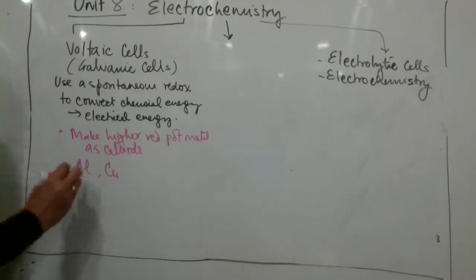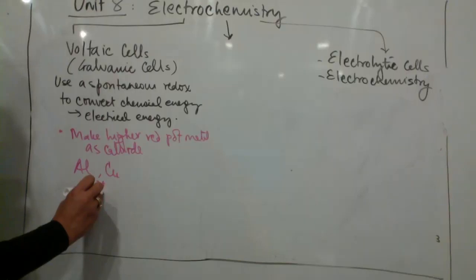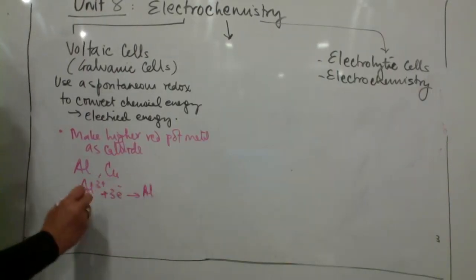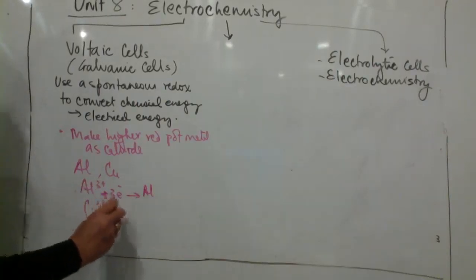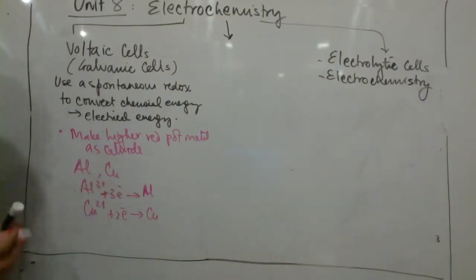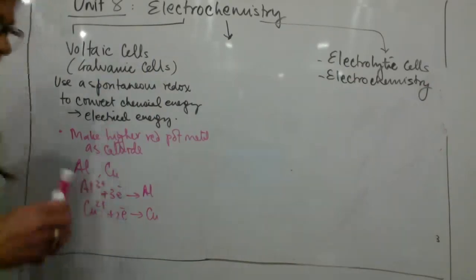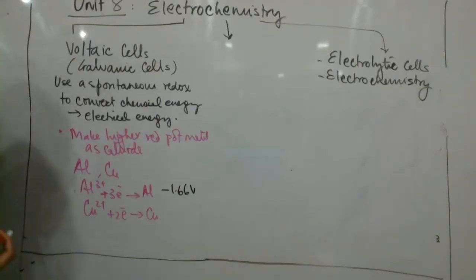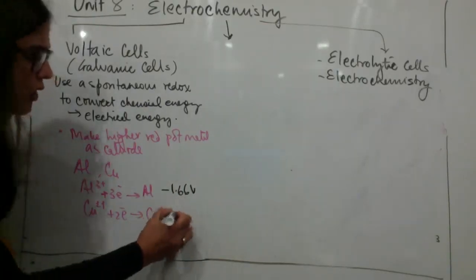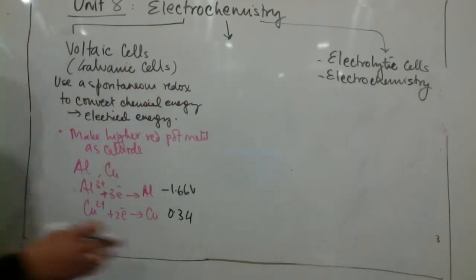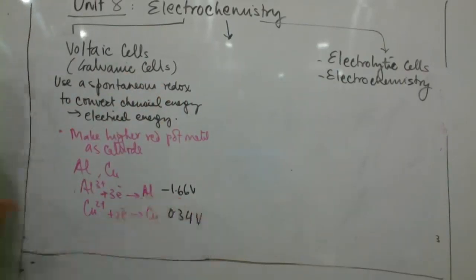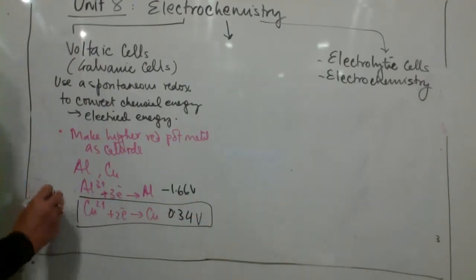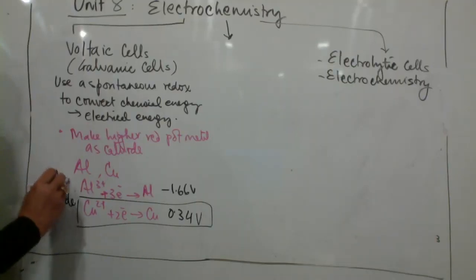Can someone tell me what are the reduction potentials of aluminum and copper? Aluminum is negative 1.66. Thank you, Shravya. And Cu2+ is 0.34. Oh God, then I was wrong earlier. The zinc was not 0.34, that was copper, okay? All right, so which is the higher value? This one. So we will choose this to be the cathode and we will choose this to be the anode.